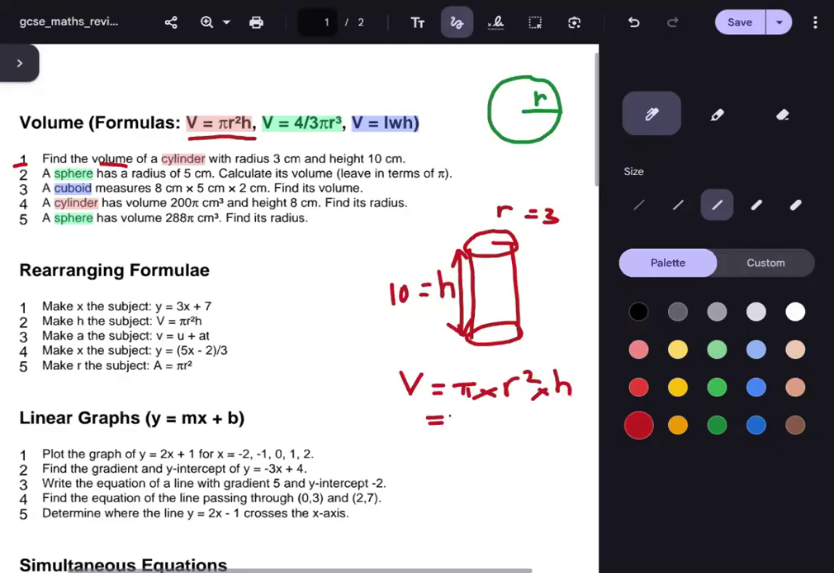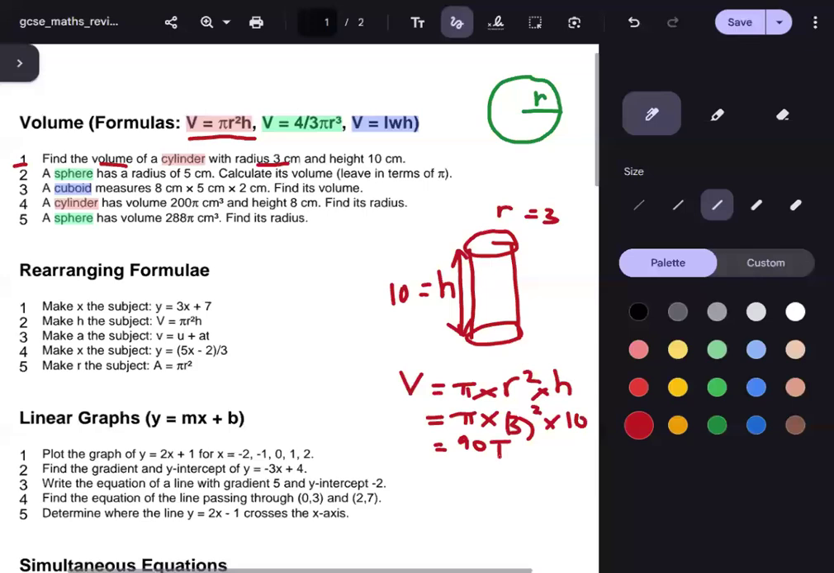Yeah. Okay, so it's going to be pi, and you know how to write pi on your calculator, right? Yeah. And then r will be 3 because it says the radius is 3 centimeters. So 3 squared times h, the height, which is 10, right? And so you can just put this into your calculator, and you're going to get 90 pi, because 3 squared is 9 times 10 will give us 90 pi.